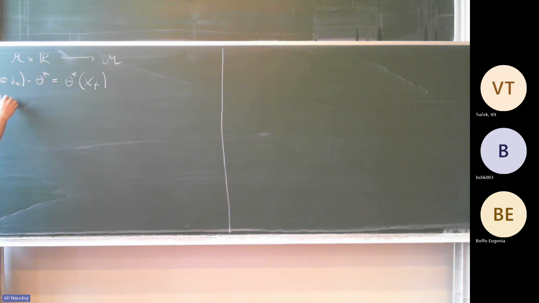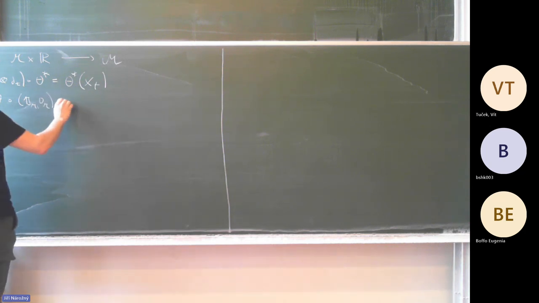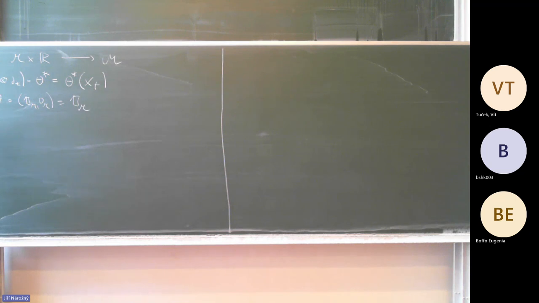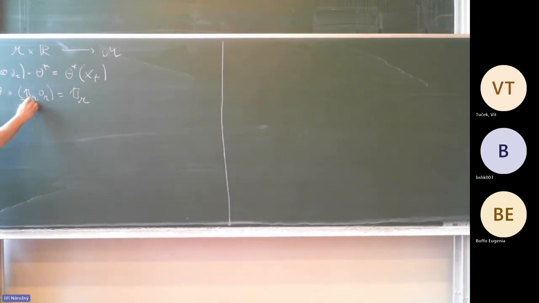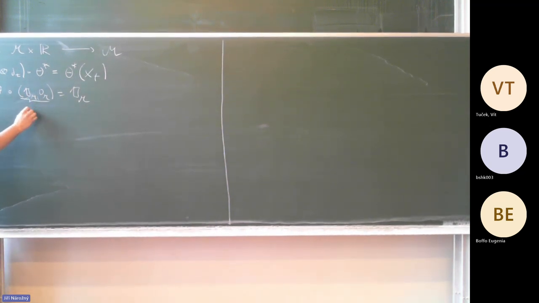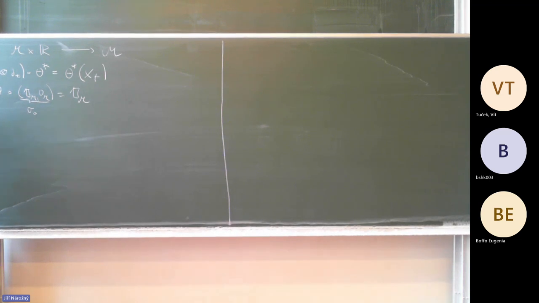which means that if you compose theta with this map, this is your identity on M. And today I will denote this map simply sigma zero as zero section, because it's basically just the graded analog of the zero section of the Cartesian product M times R. So why not call this a zero section, right?